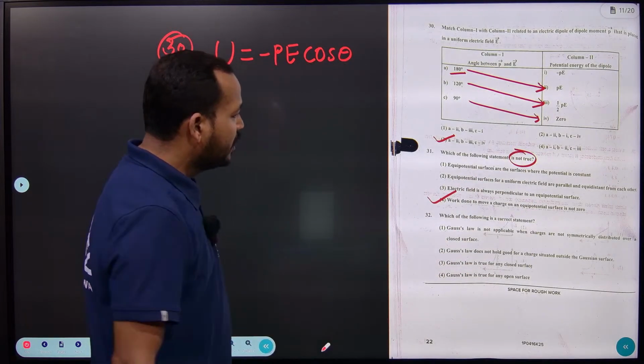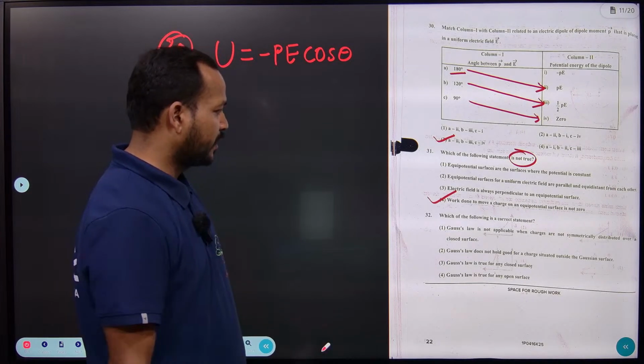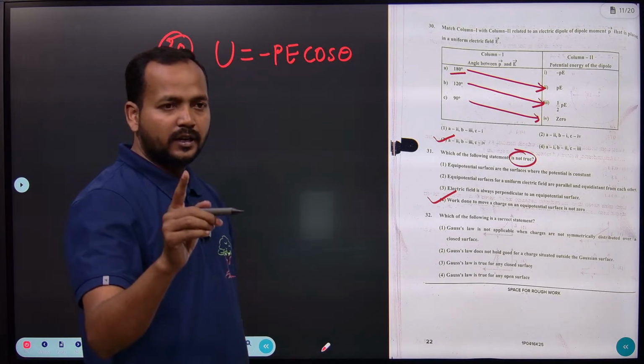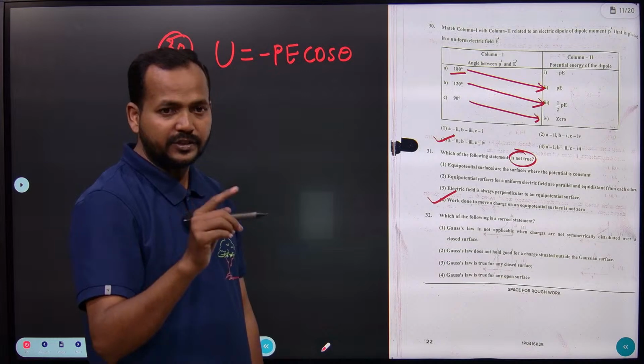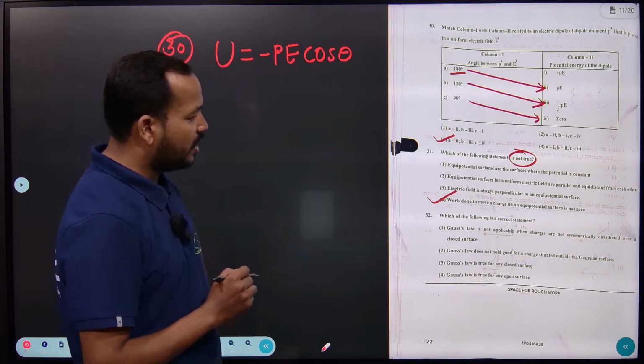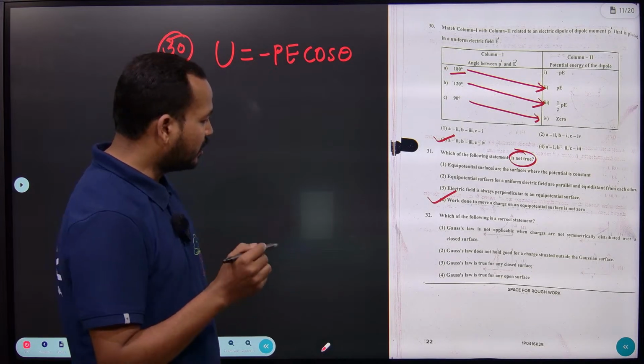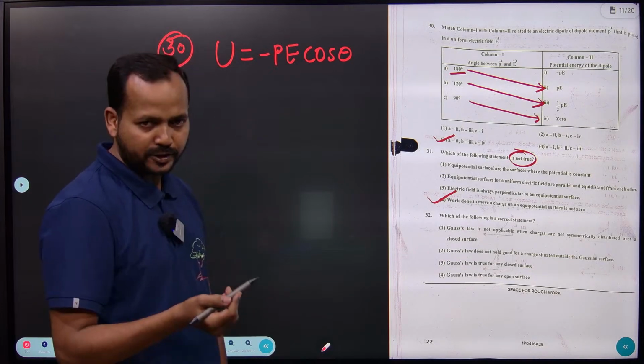Okay. Next, which of the following is a correct statement, question 32? So here, if you go through the NCERT syllabus, the new NCERT syllabus, the answer is: Gauss law does not hold good for charge situated outside the Gaussian surface, or Gauss law is true for any closed surface.